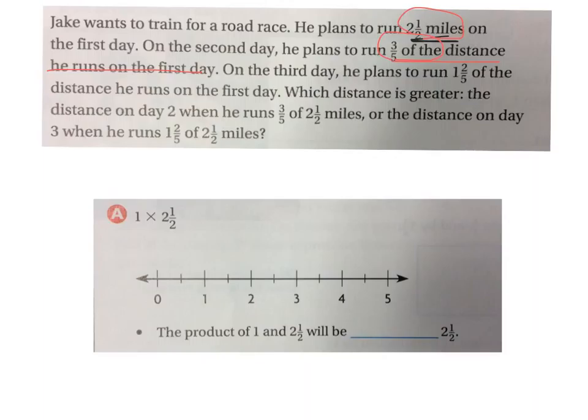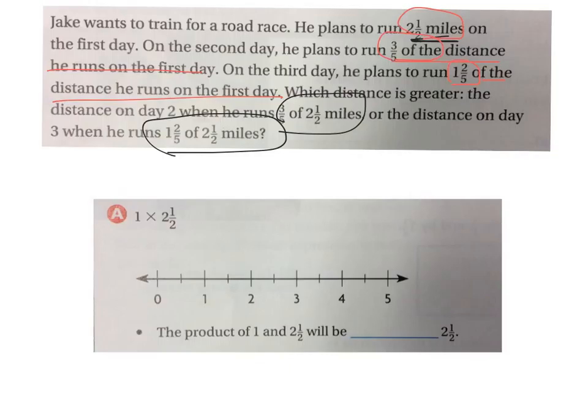Yeah. Then on the third day, he's going to run 1 2/5 of the distance he's running on the first day. So is he running more on the first day or on the third day? Third day. Right. Which distance is greater? The distance on day 2, when he runs 3/5 of 2.5 miles, or the distance on day 3, when he runs 1 2/5 of 2.5 miles? He's going to run more on day 2 or day 3? Right. But we know that because we just learned that.